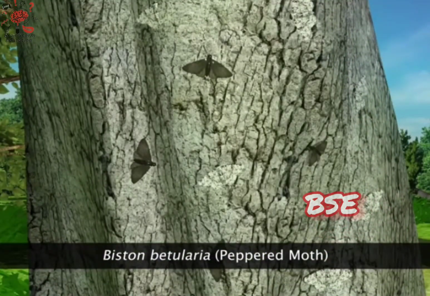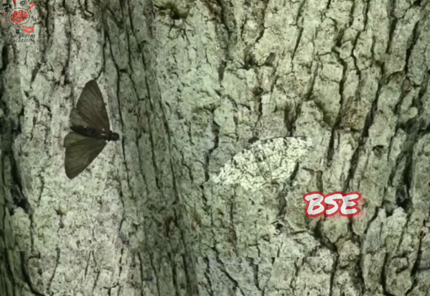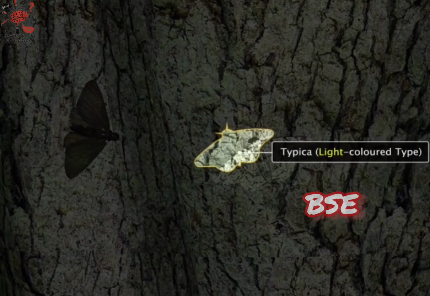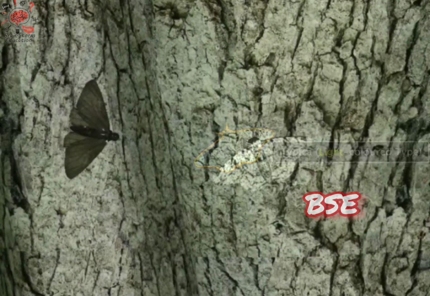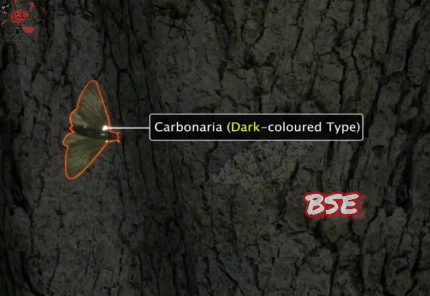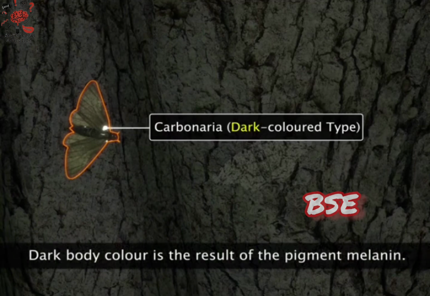This is Biston betularia, commonly known as the peppered moth, as it has black spots scattered on wings and body. The population of this moth shows variation in body color pattern. There are two common varieties. The Typica variety has light body color, whereas the Carbonaria variety has dark body. The dark body color is because of the presence of the pigment melanin.